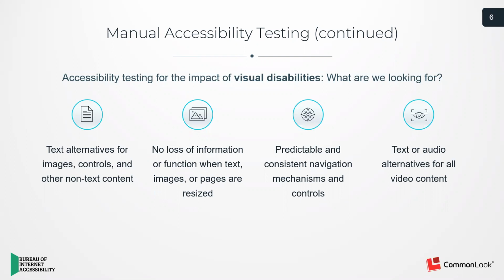When we talk about manual testing as well, we're going to look at it today based on the impact of different disabilities. So for visual disabilities, what are we looking for? We need to make sure that text alternatives for images, controls, and other content are all in place, and that there is no loss of information or function when text, images, or pages are resized.